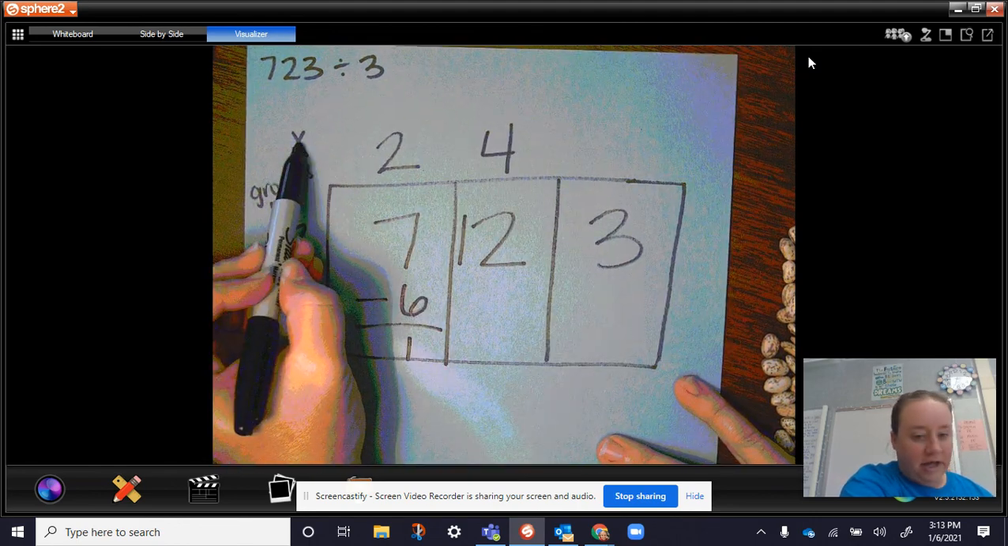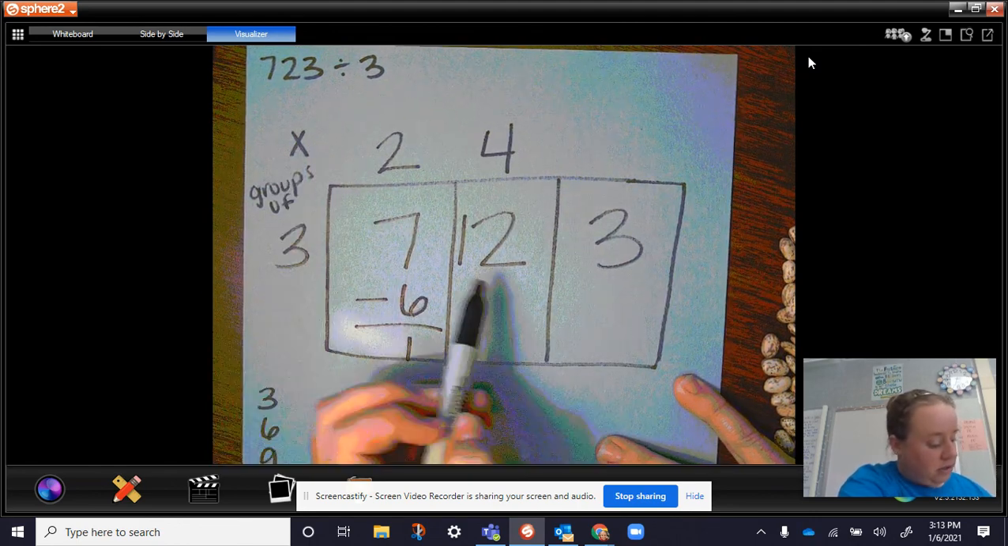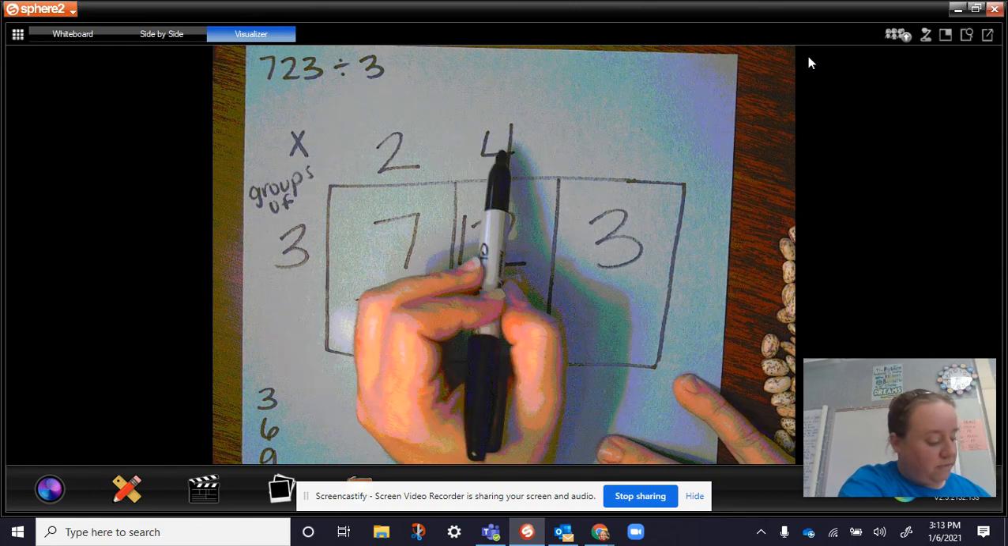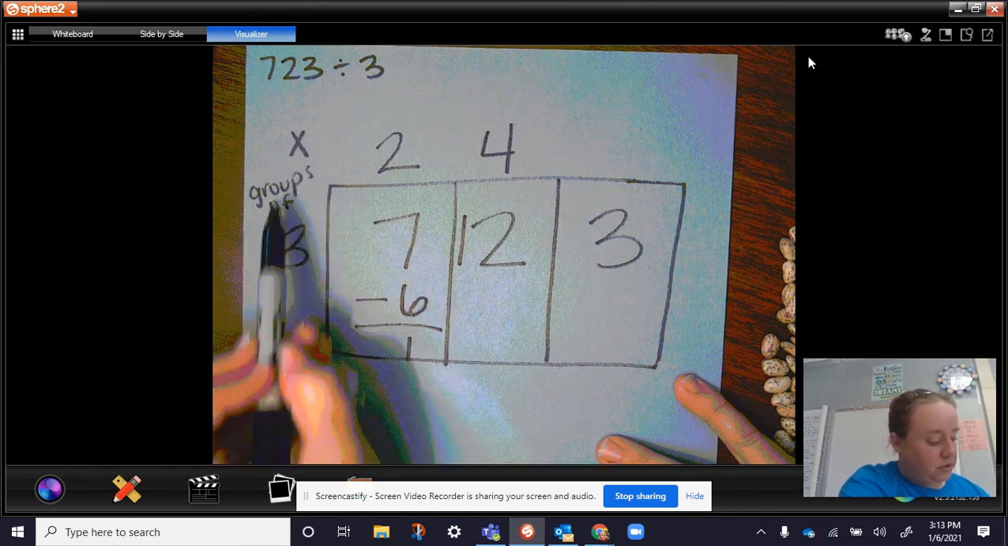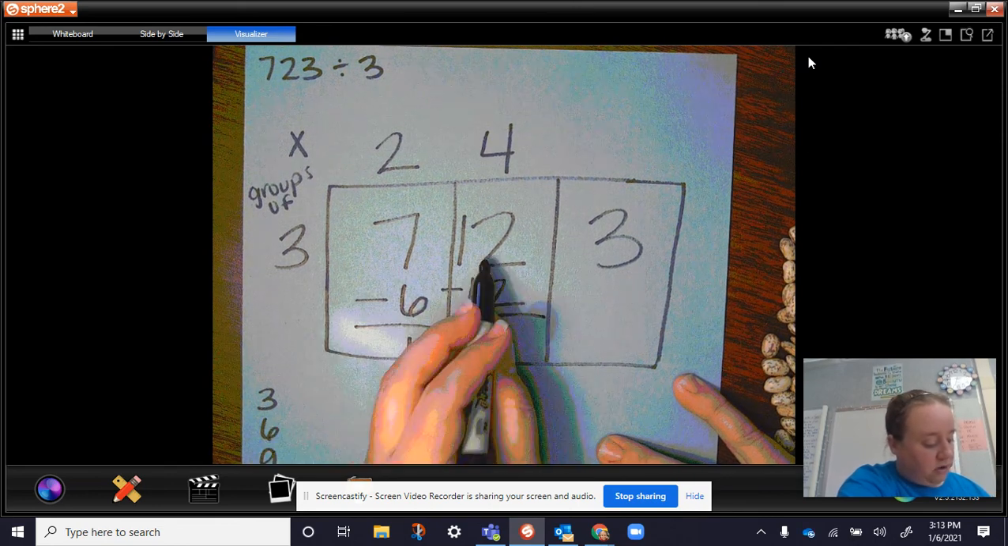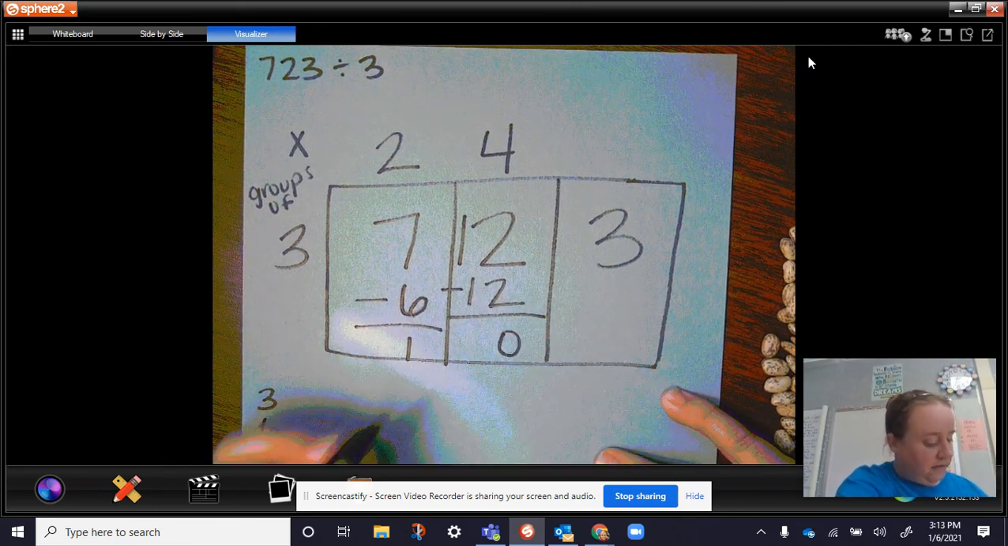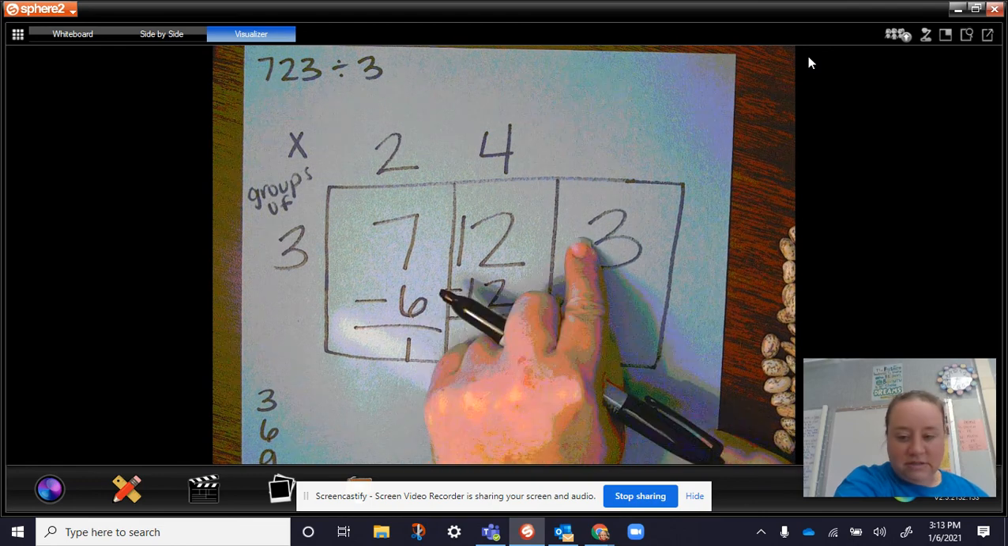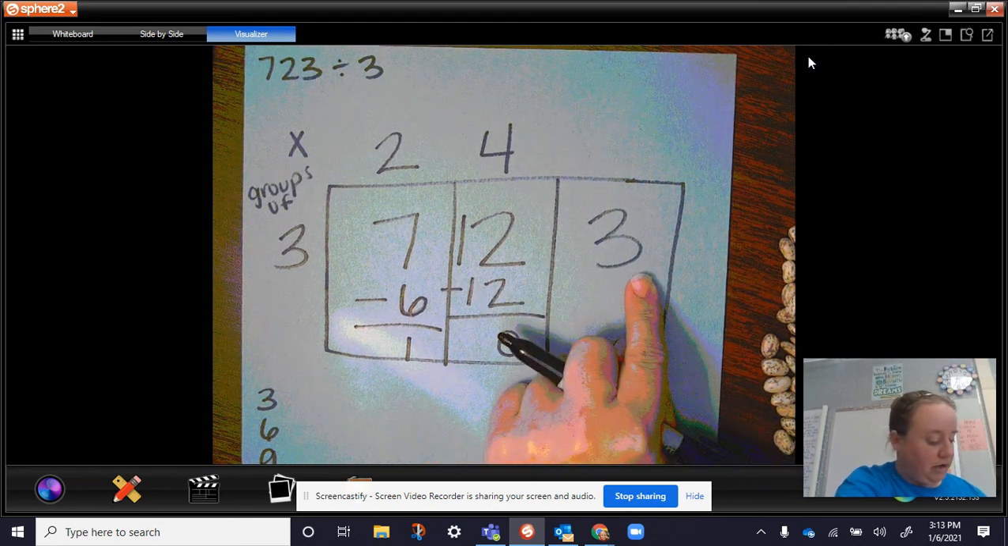Then I'm going to multiply. 4 times 3. Go back to my box. So look at the movement. 4 times 3 is 12. I subtract. 12 minus 12 is 0. There's no leftovers. So there's nothing to take up here. I'm just going to go with the 3.